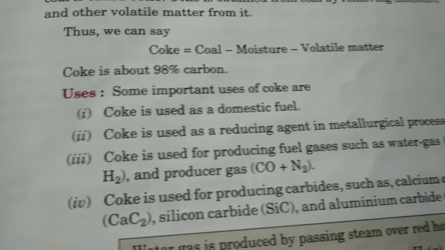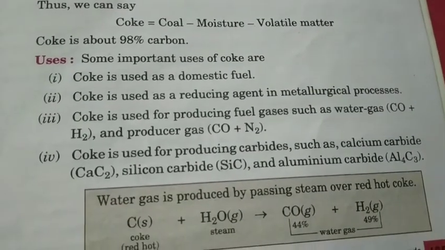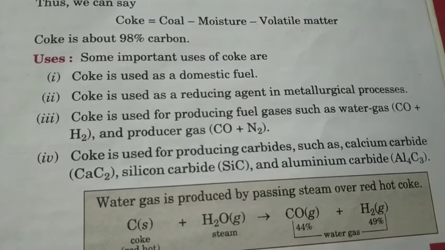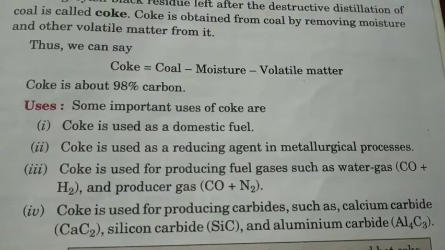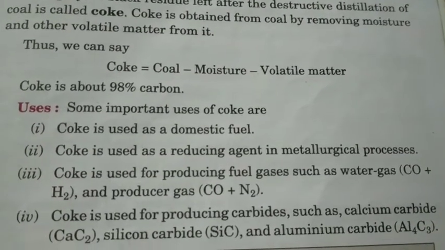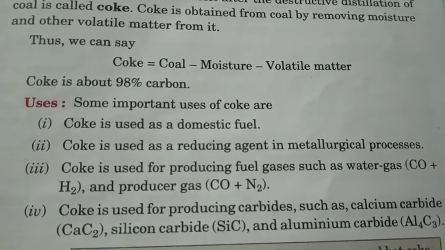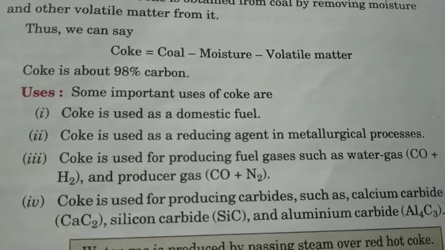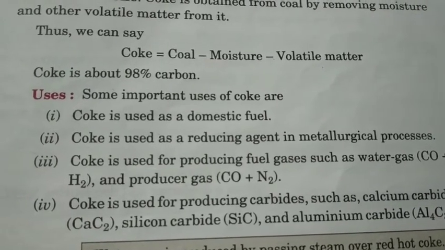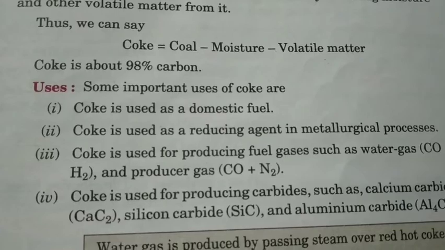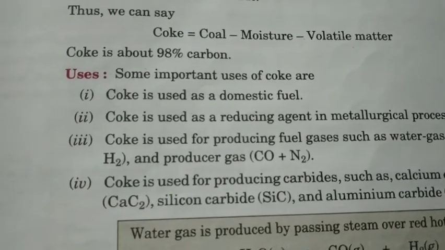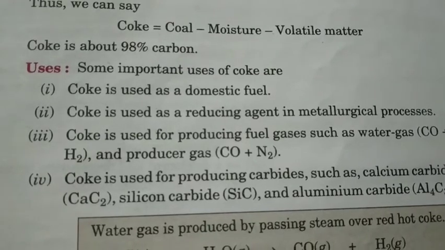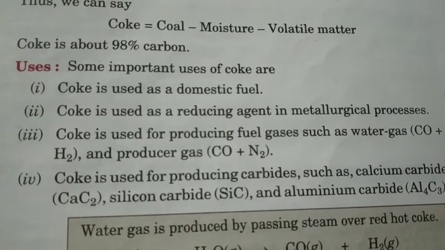Some important uses of coke are: it is used as a domestic fuel. It is used as a reducing agent in metallurgical processes. Now what are metallurgical processes? Metallurgy is a branch of science concerned with the properties of metals and their production and purification. Then coke is used for producing fuel gases such as water gas.